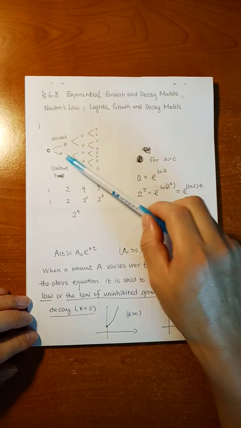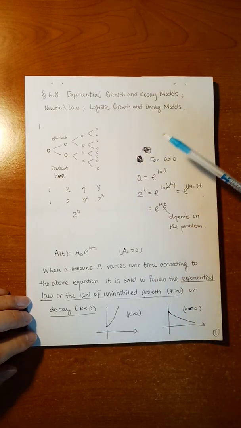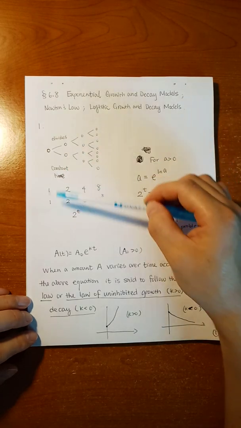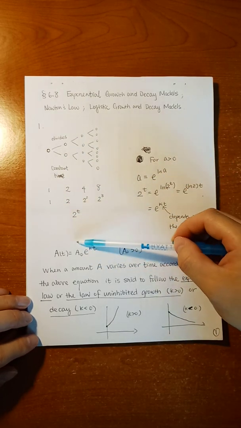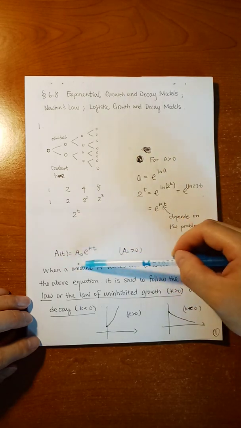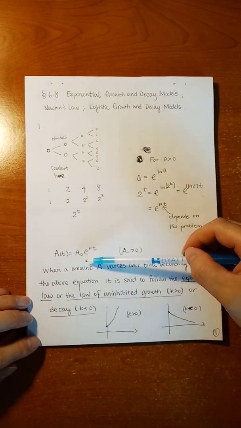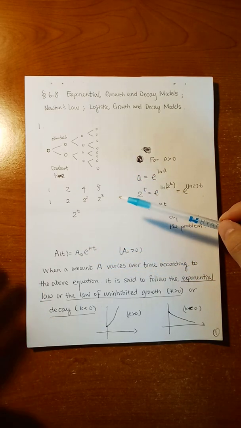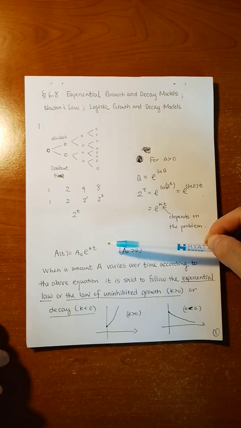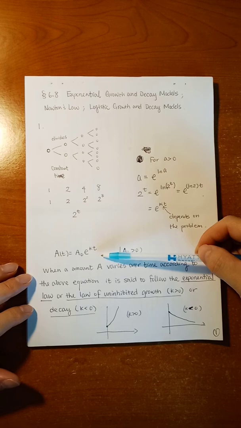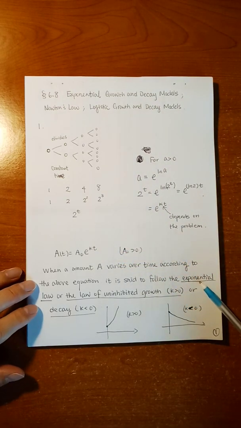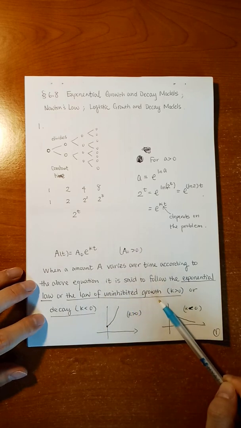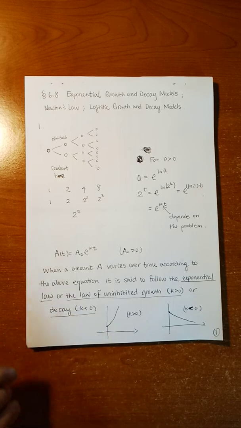And you see that this is a growth process. Okay, so this e to the kt possibly controls the whole process. That's why we are interested in this type of equation. A of t is equal to a sub 0 times e to the kt, and this may cover or control many similar processes, and this process is called to follow the exponential law or the law of uninhibited growth or decay. Okay.